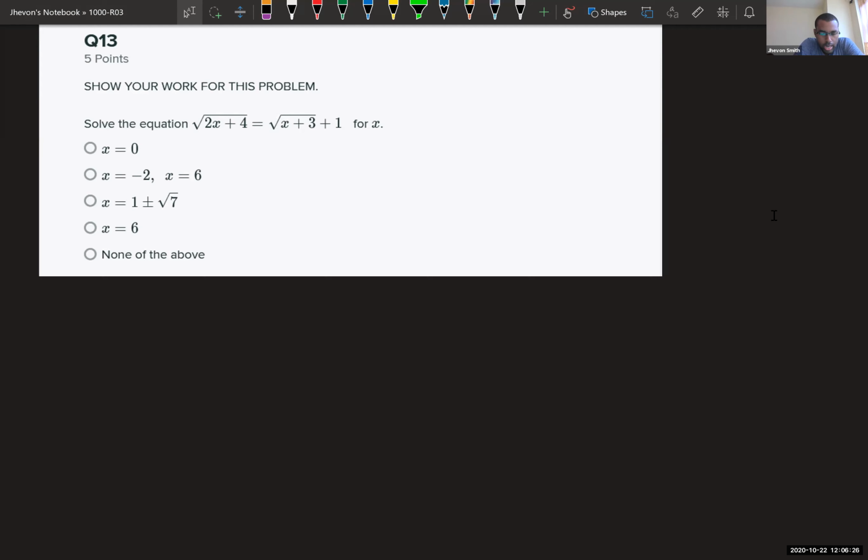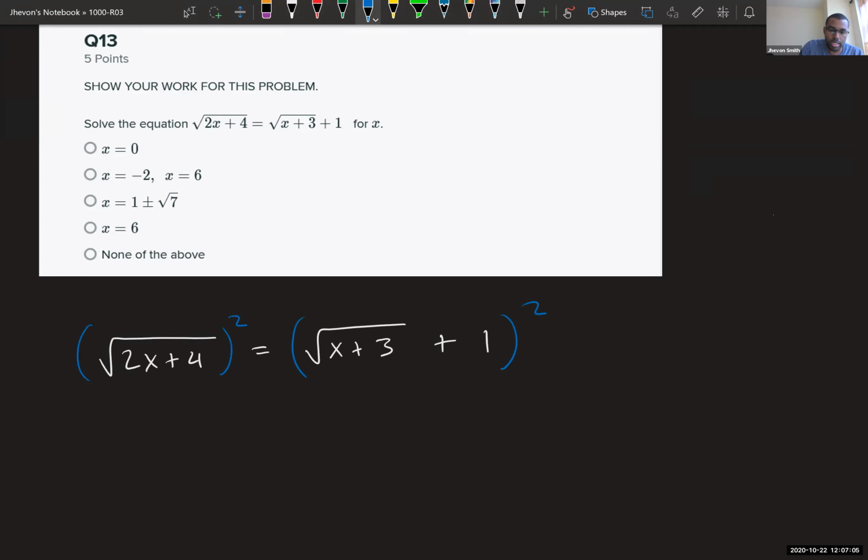Okay, let's look at this one. Solve the equation. We've seen this before, or similar problems. What we would do here is square both sides to get rid of the radicals. Now, the common mistake would be to square all the terms individually. This is incorrect. You have to square the entire side. So this entire side gets squared and that entire side gets squared. Squaring all the terms individually is actually a distributing powers across sums error.